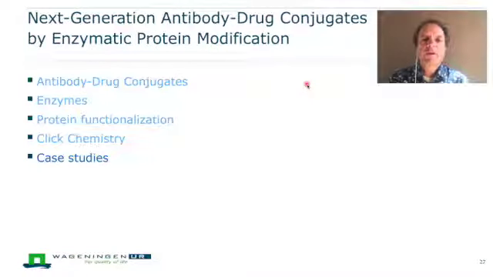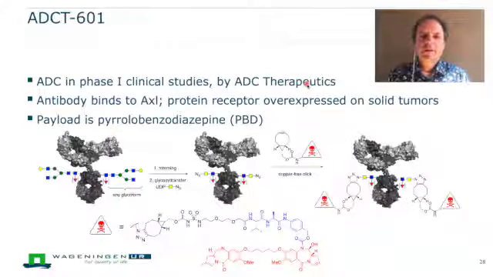Finally, let's take a minute how the case studies should be approached. So this slide highlights ADCT-601. ADCT-601 is an ADC under development by a company called ADC Therapeutics, which has taken a license from Synaffix. ADCT-601 is currently in phase 1 clinical studies, and it's an ADC that targets AXL. It's a receptor that's highly overexpressed on solid tumors. To the antibody is attached an extremely cytotoxic payload called pyrrolobenzodiazepine, also known as PBD dimer.